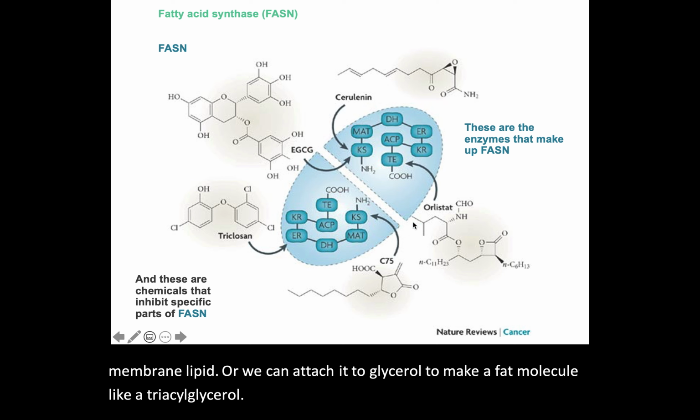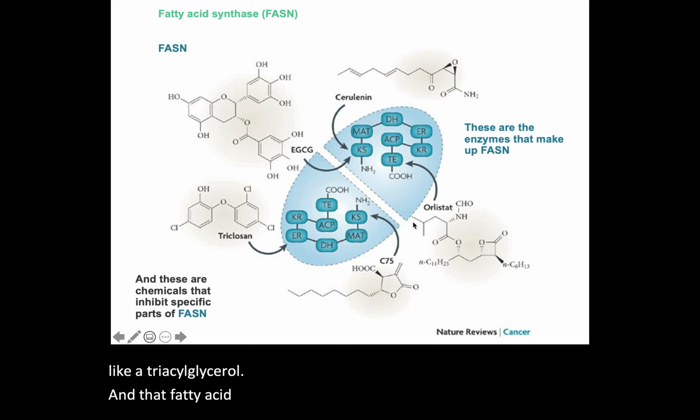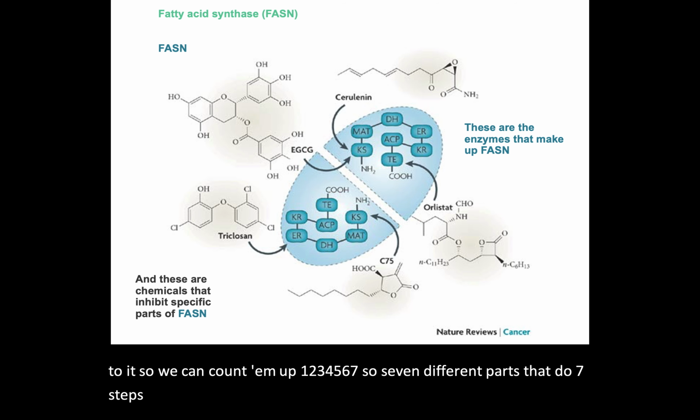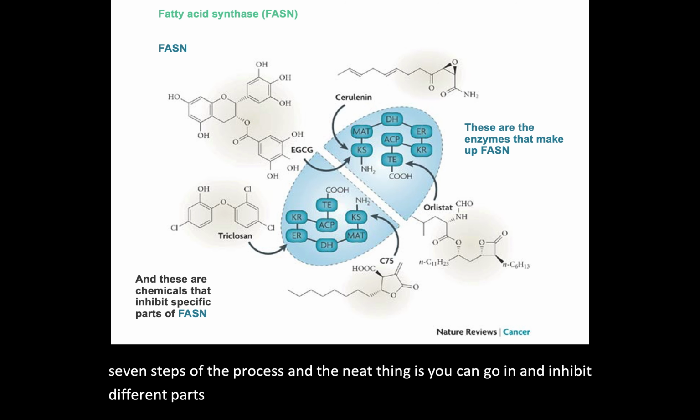And that fatty acid synthase molecule, there are all these different little parts to it. So we can count them up. 1, 2, 3, 4, 5, 6, 7. So 7 different parts that actually do 7 steps of the process. And the neat thing is you can go in and inhibit different parts of the process.